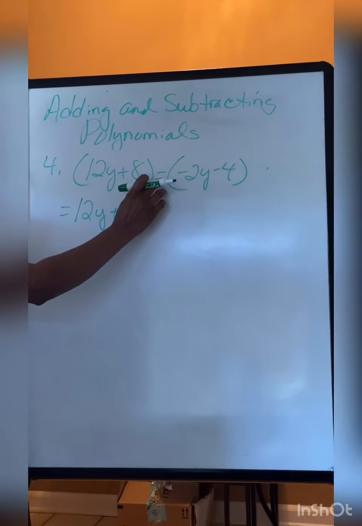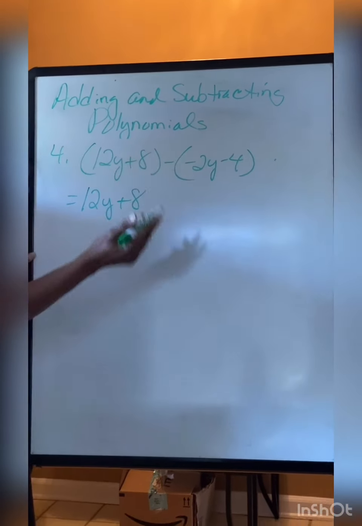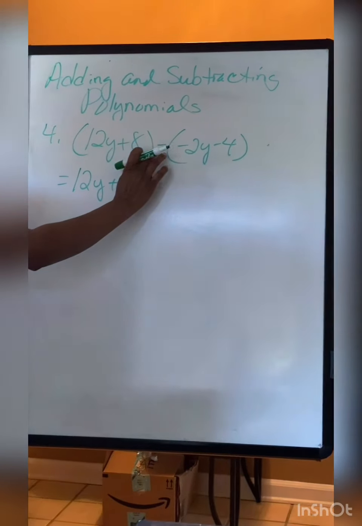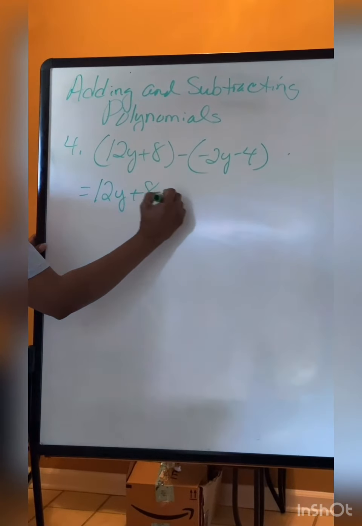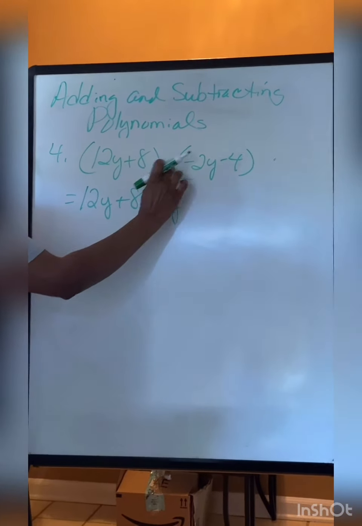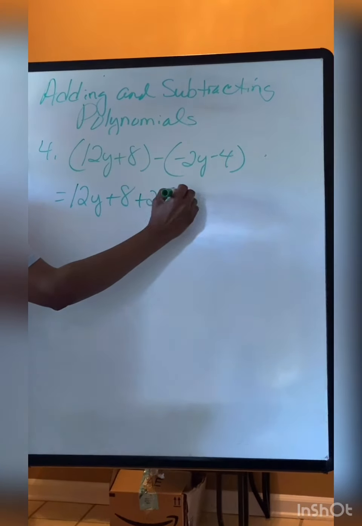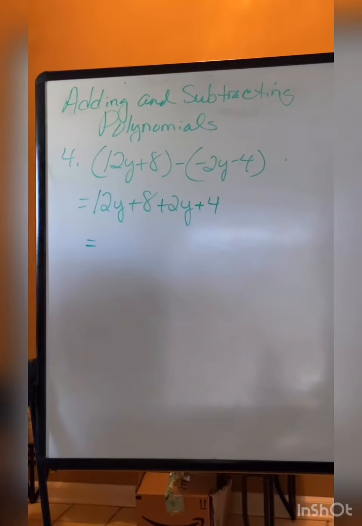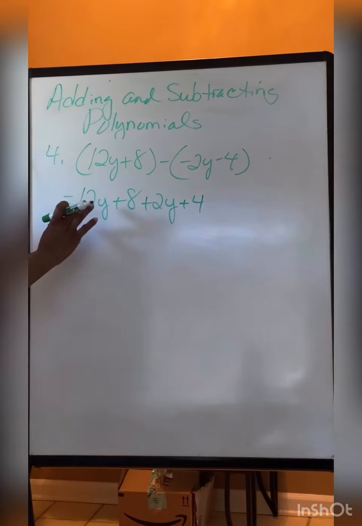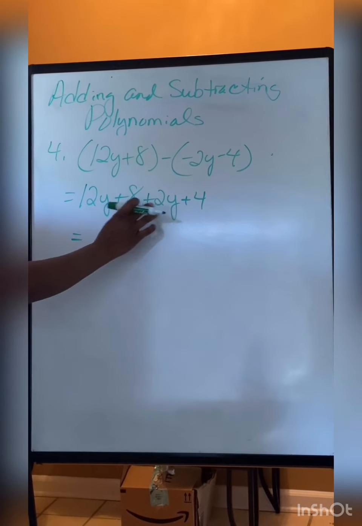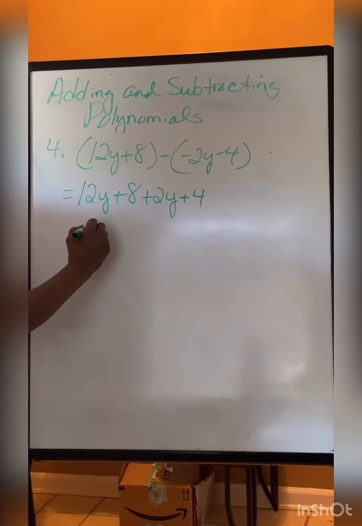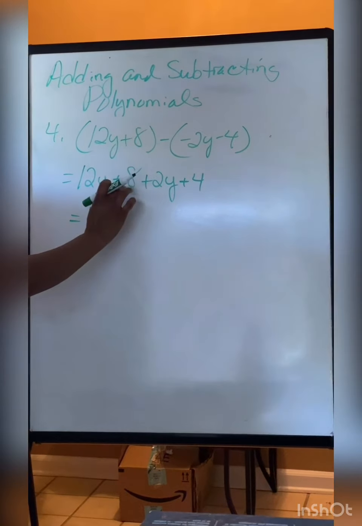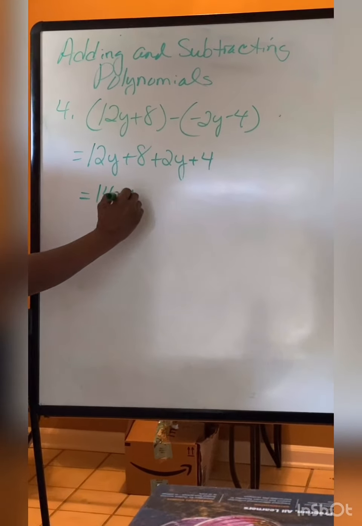Also, the rule for subtraction is to subtract a number, add its opposite. So the opposite of a negative 2y becomes a positive 2y, and the opposite of a negative 4 becomes a positive 4. After you've cleared the parentheses, then collect your like terms. I see 12y plus 2y, and 12y plus 2y gives me 14y, and 8 plus 4 gives me 12.